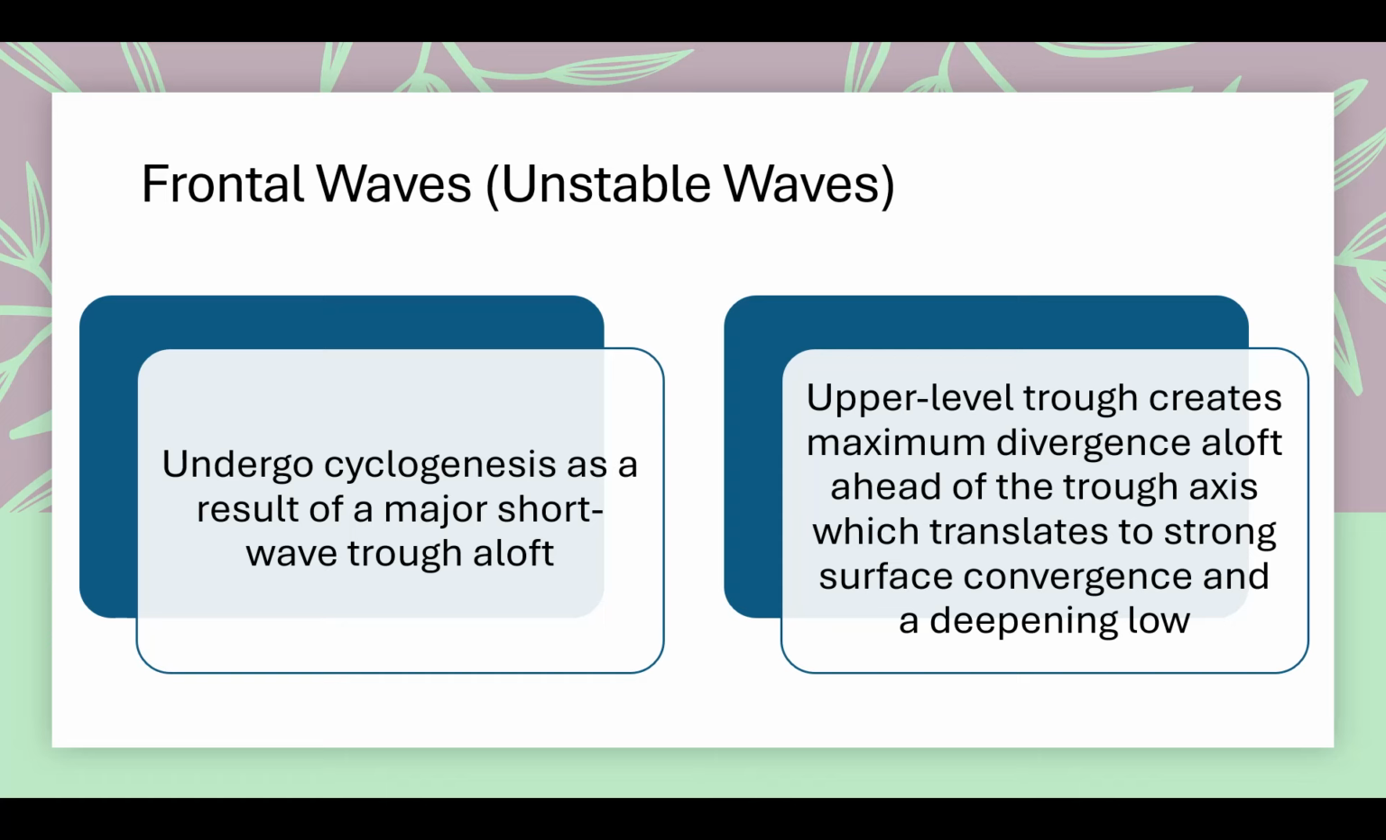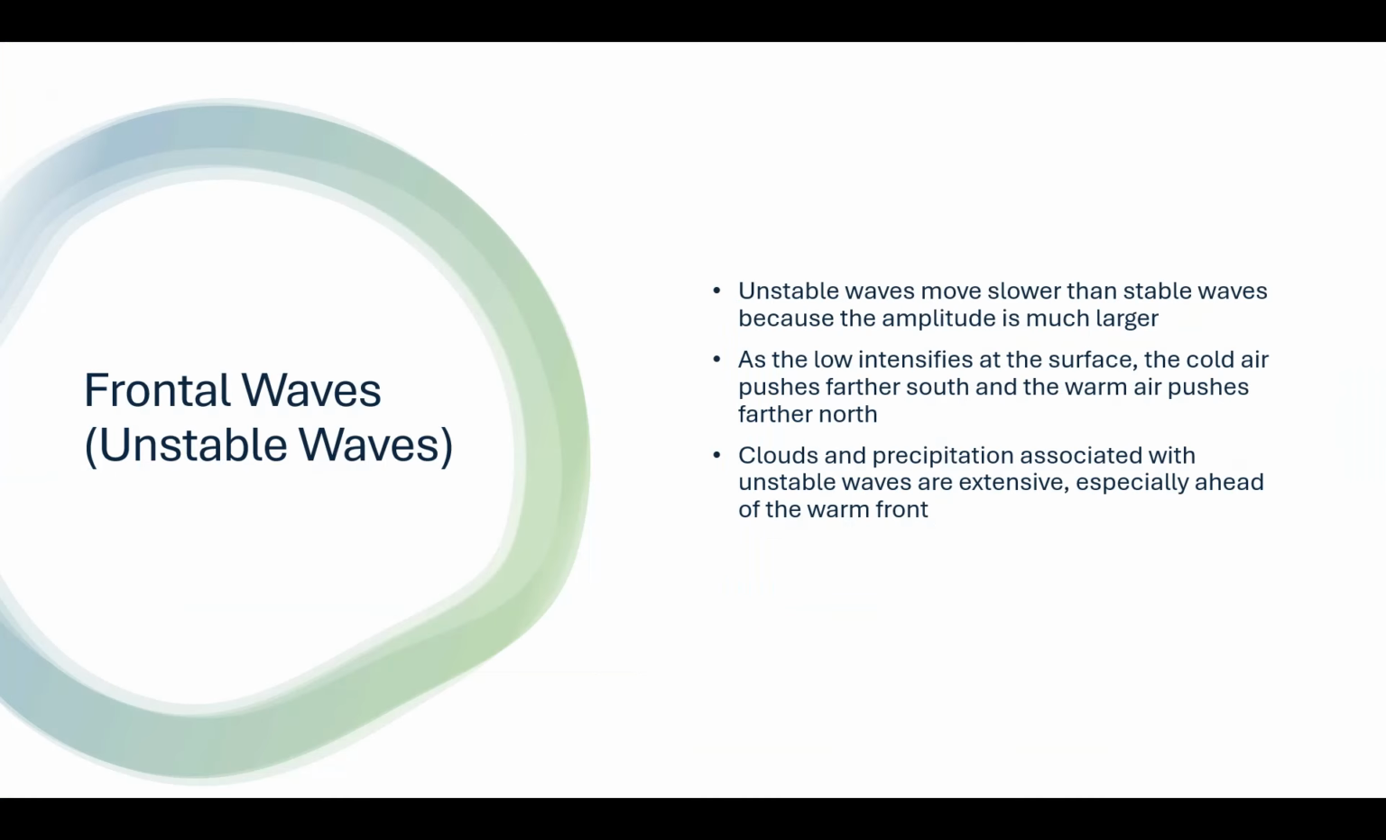And that area of upper level divergence, PV, out ahead of the shortwave trough axis begins to interact. That divergence aloft ahead of the trough axis interacts with the surface low. It goes from a stable perhaps to an unstable wave due to strong surface convergence and the deepening low. With unstable waves, they generally move slower than stable waves.